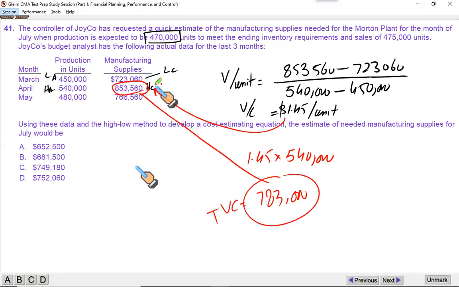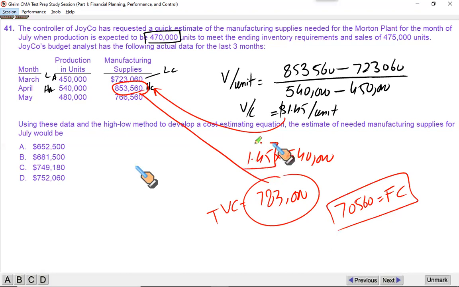If this is the total variable cost, then the difference between the total variable cost and the total cost should give you the fixed component: 853,560 less 783,000. And absolutely right, it is 70,560. This is your fixed component. So fixed cost is 70,560 and variable cost is 1.45 per unit. Right, now we have the cost function.